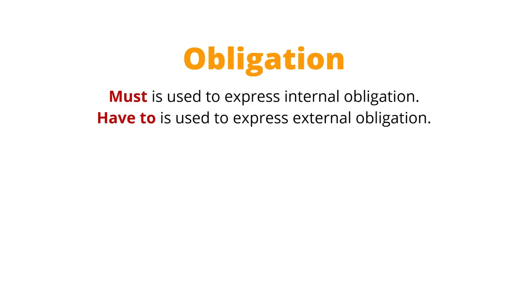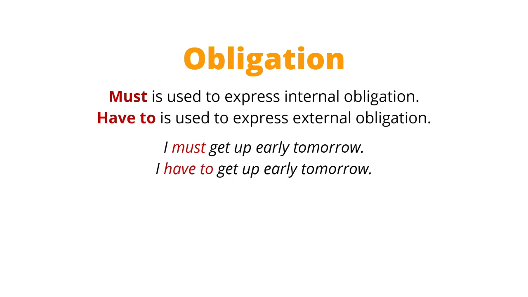Let's begin with obligation. Must and have to are used to express obligation. You'll see here that must is used to express the internal obligation and have to is used to express an external obligation. Now this can be confusing. This is a general tendency amongst English speakers. If you look at these two sentences, I must get up early tomorrow, I have to get up early tomorrow. Now they're both grammatically correct.